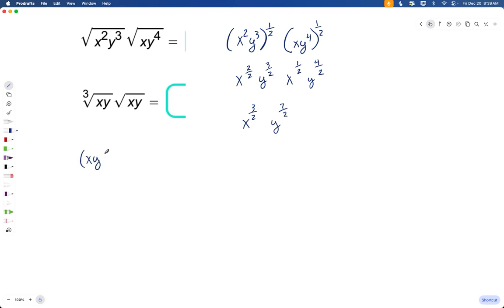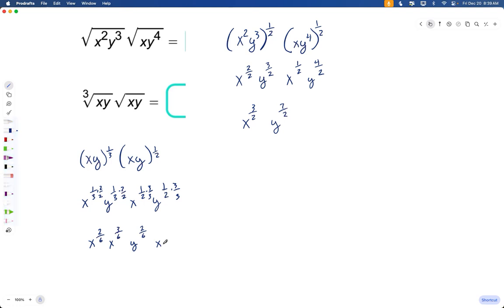So we have xy, and it is written to the 1/3. And then we have times xy written to the 1/2. So we just multiply. x 1/3, y 1/3, x 1/2, y 1/2. But we've got different denominators for the same base, so we need to multiply by the opposite denominator. So that gives me x and 2 over 6. And if I do this, I get x and 3 over 6, y and 2 over 6, and y and 3 over 6. So then we just add them all together, and I get x 5 over 6, y 5 over 6. And that would be your solution for that one.